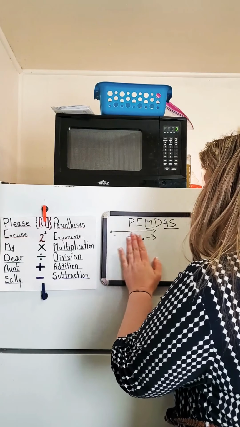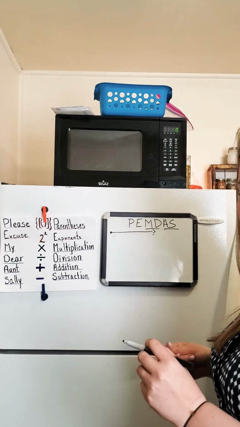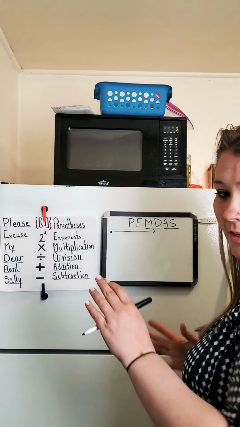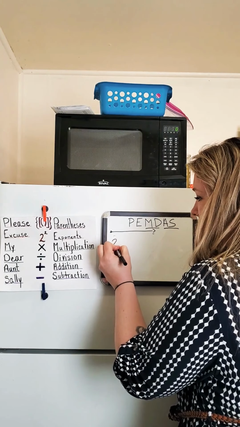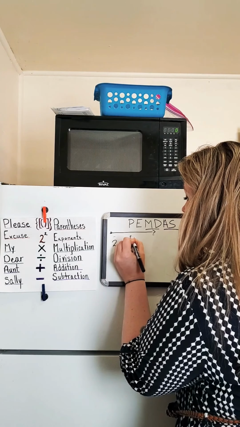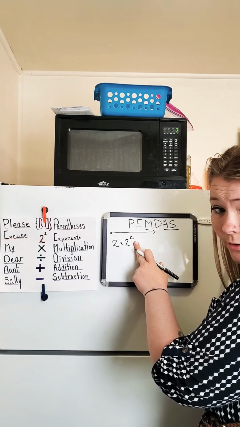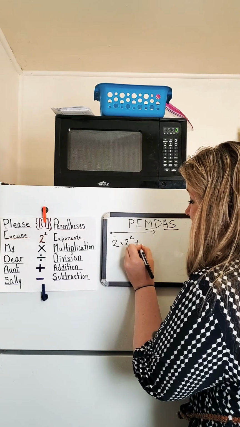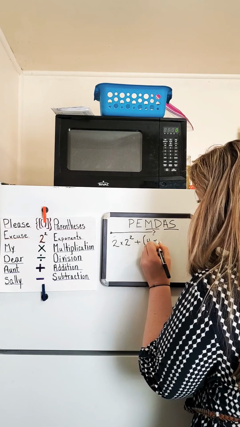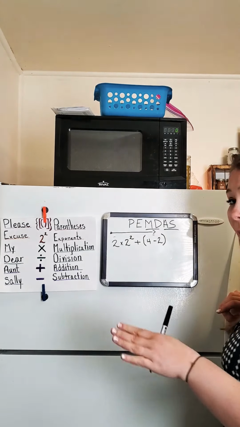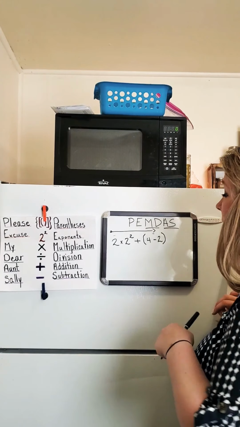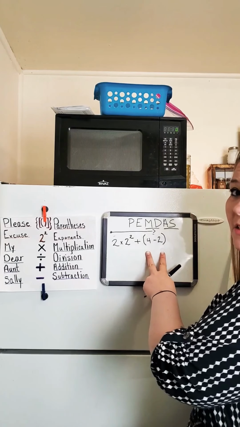So, the next one we are going to do is going to have some parentheses and an exponent in it. So, that is going to be 2 times 2, and then there's an exponent here, which is also a 2, plus, and then in parentheses, 4 minus 2. So I'm going to look at my PEMDAS again, and I'm going to see which one goes first. So I know that parentheses have to come first. Okay, so I do have parentheses, so I'm going to do this first.